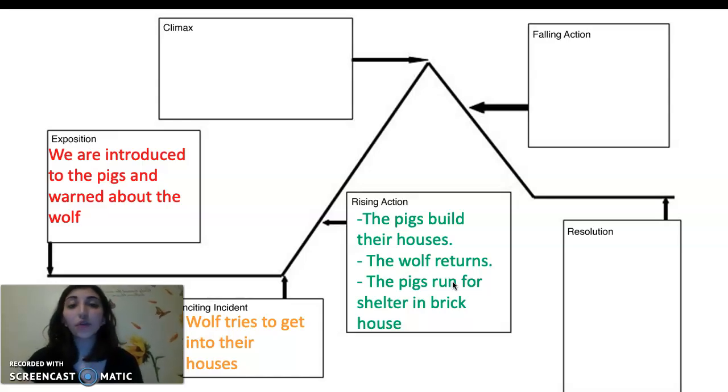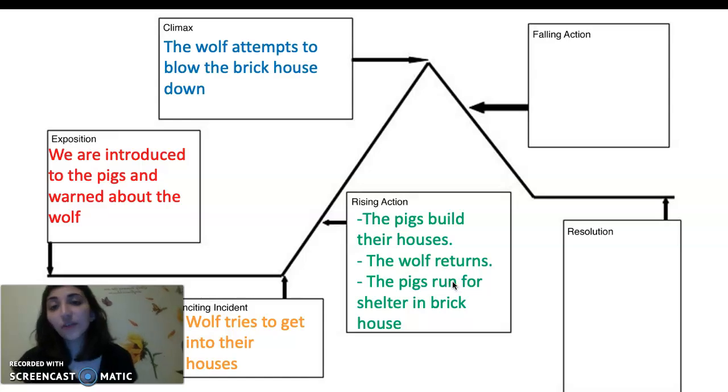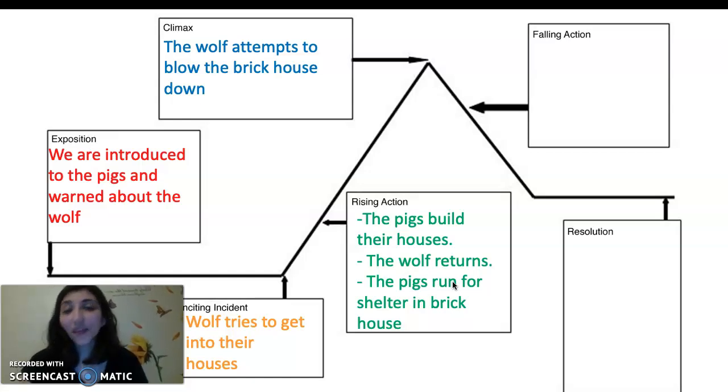It is when the wolf returns and starts blowing down the first two houses, and then the other pigs run into the brick house, as we know is the most safe, for protection. So the climax is when the wolf attempts to blow down the brick house. And although we know that they're going to be safe because the wolf can't penetrate brick walls, the pigs don't know that, and that's why this is the climax.